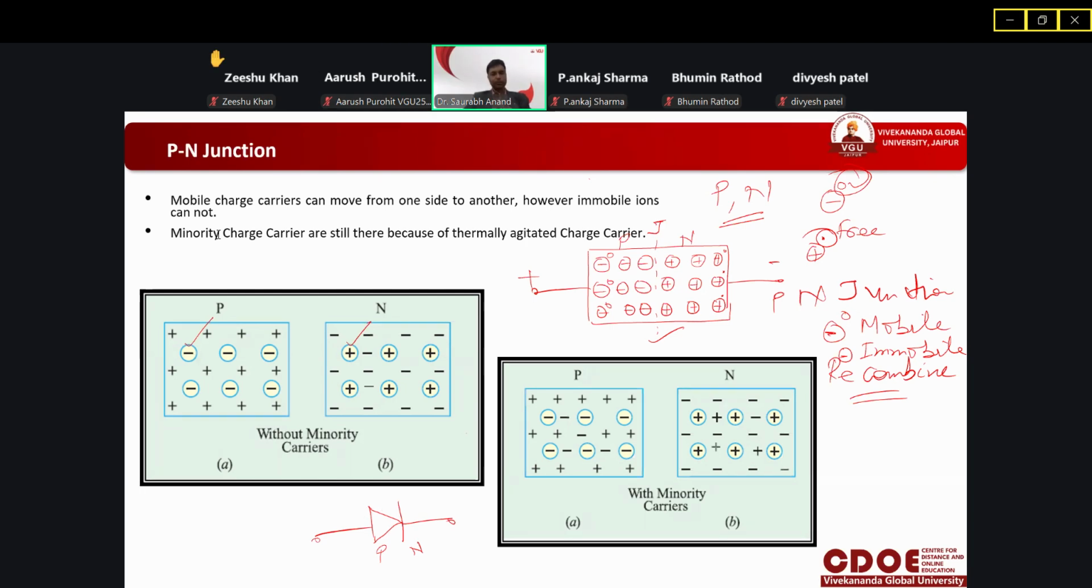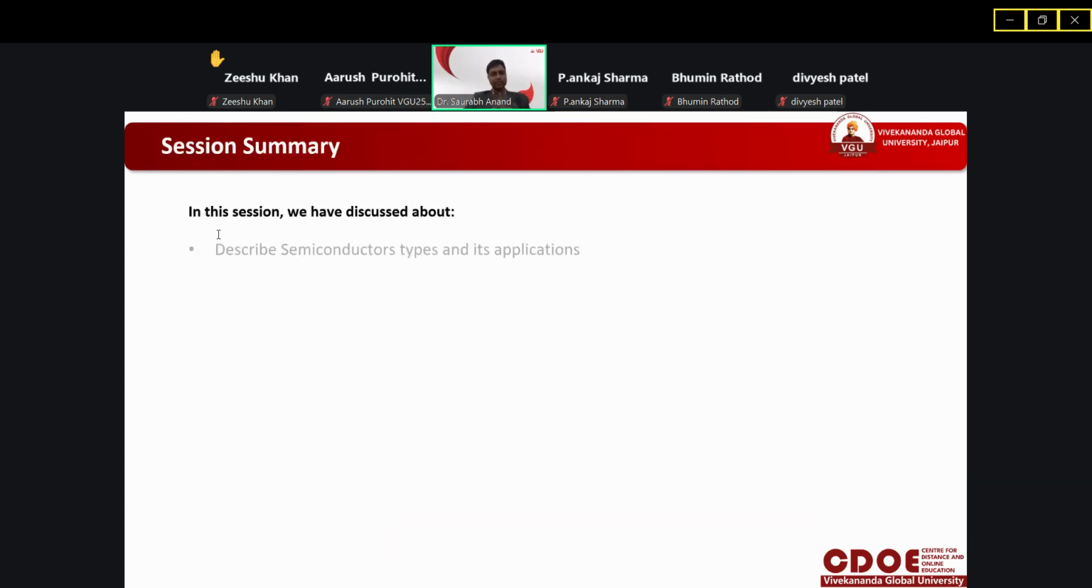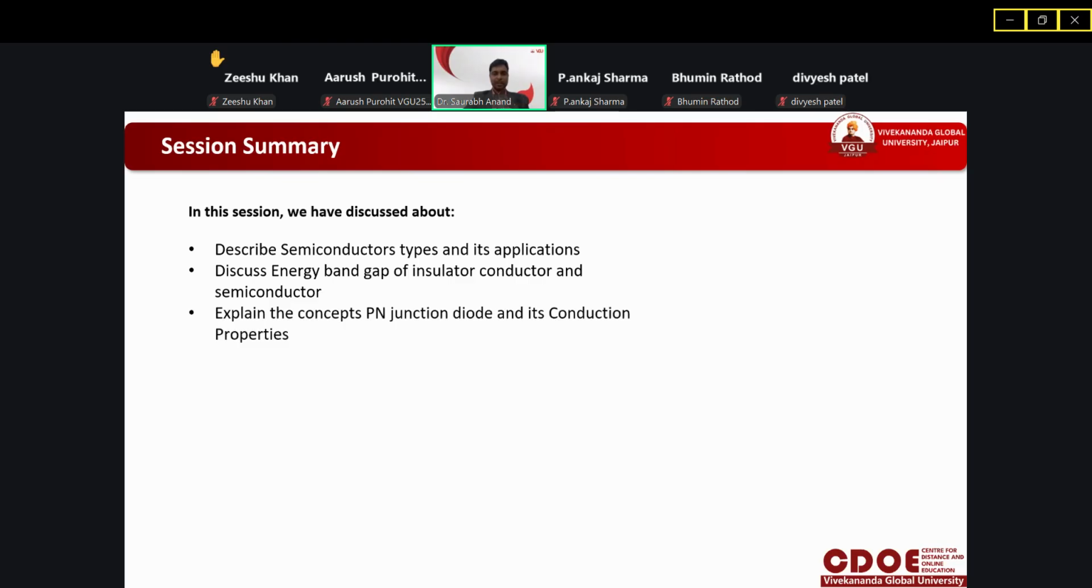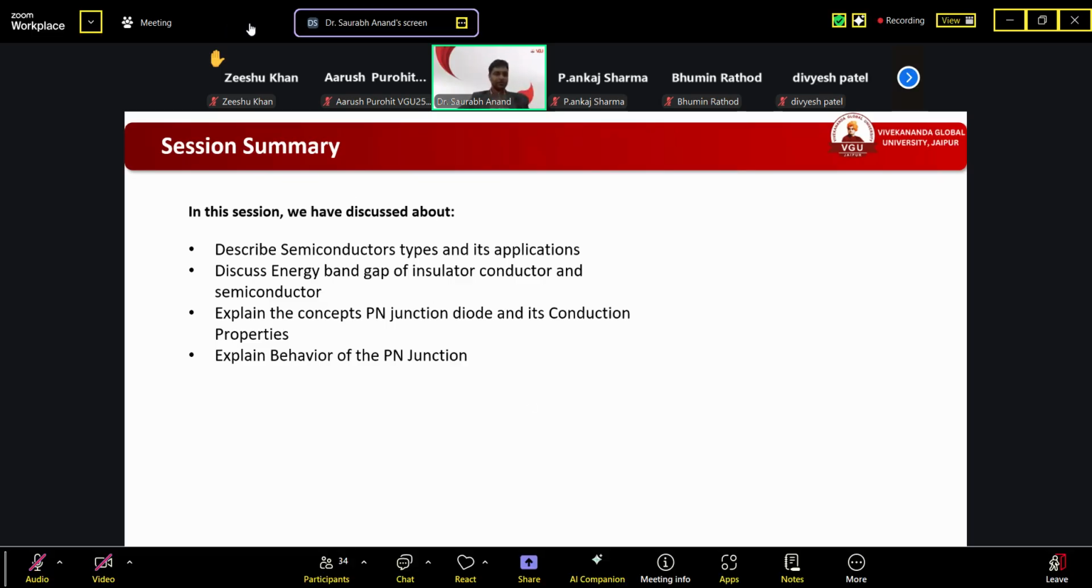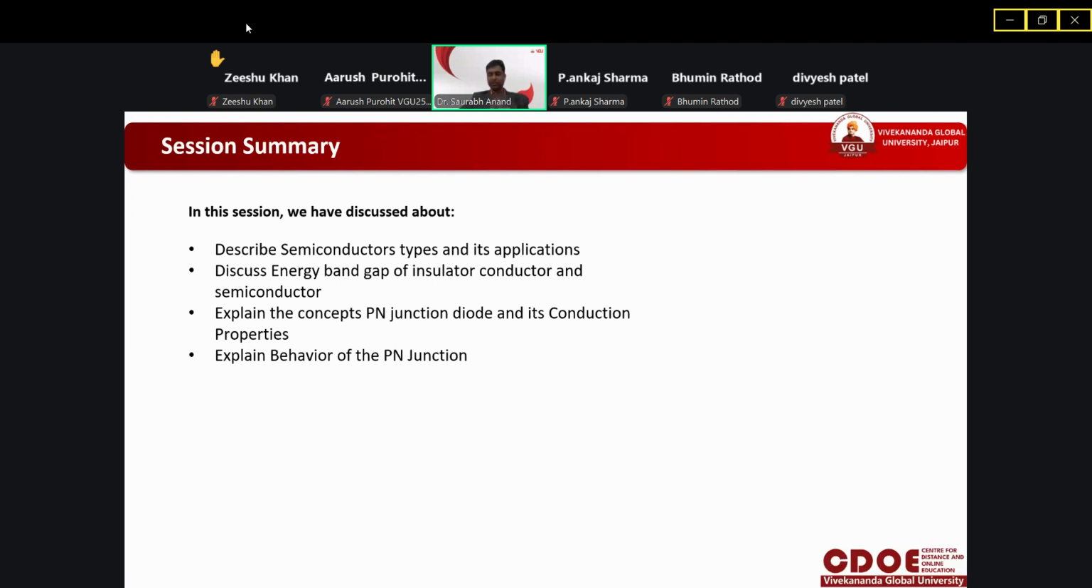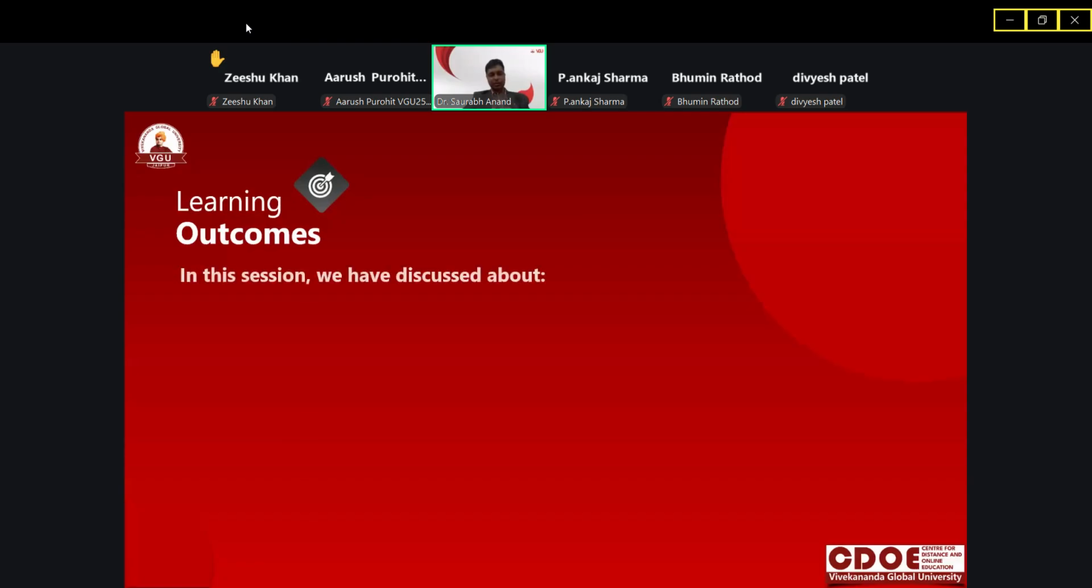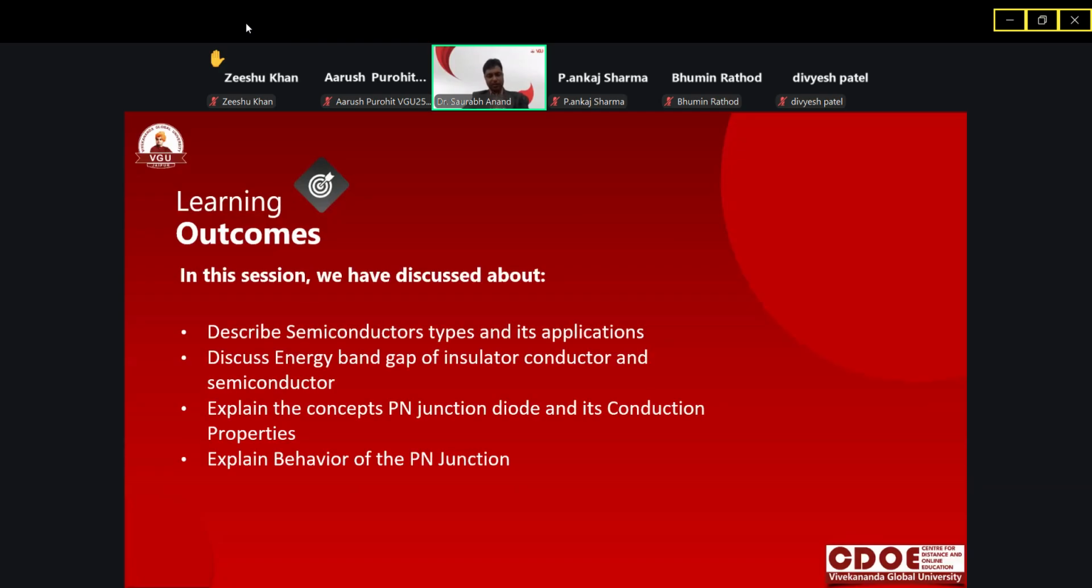I hope you all have understood what we discussed about the semiconductor and its types. What is energy gap? We have discussed the energy gap of insulator, conductor, semiconductor. How we can develop a PN junction diode. How it will behave will be understood in the next session, because in that we will understand how it works and where we can use it. We will understand all this in detail next. These are the learning outcomes that we have already discussed. If you have any doubt, you can ask.